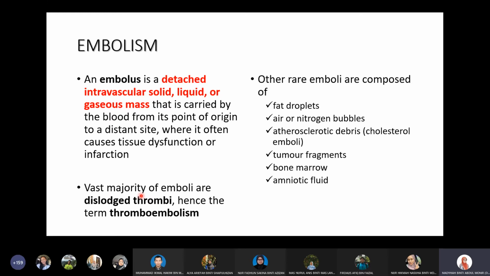The majority of emboli are dislodged thrombi, so that's why the term is sometimes thromboembolism. Other rare types of emboli can be composed of fat droplets, air or nitrogen bubbles, atherosclerotic debris, or what we call cholesterol emboli, tumor fragments, bone marrow tissue, and also amniotic fluid.